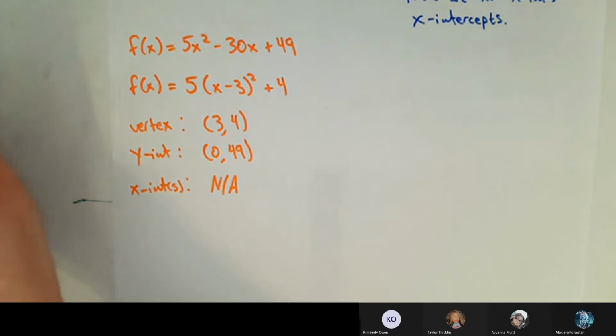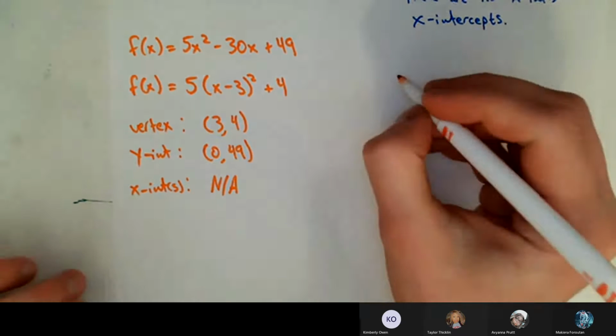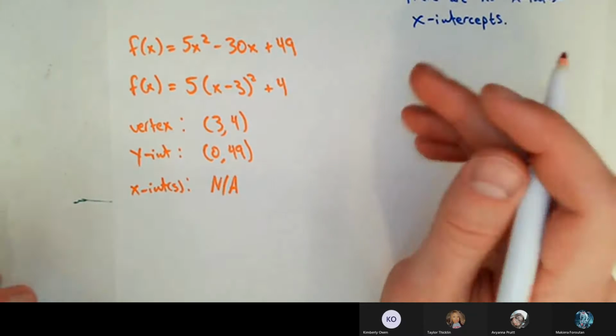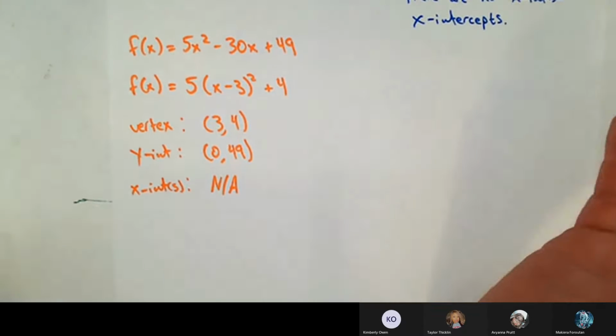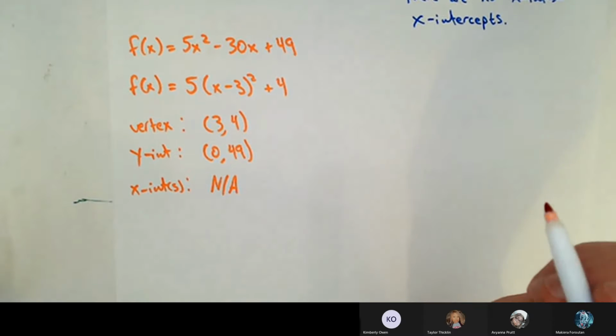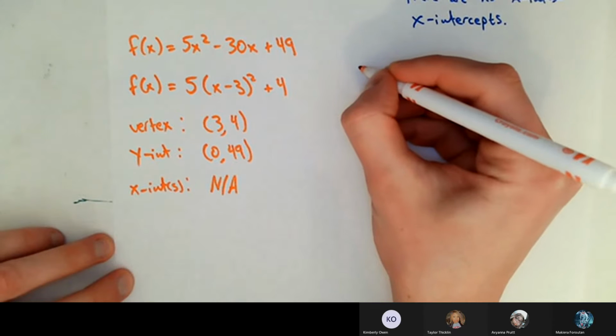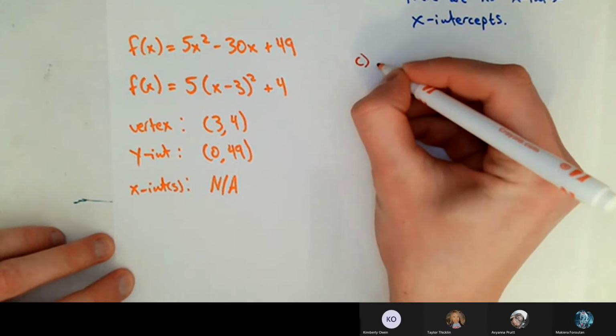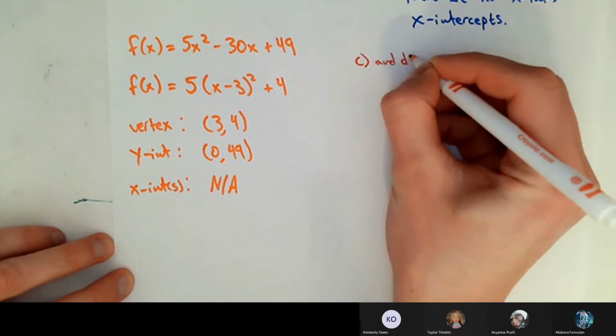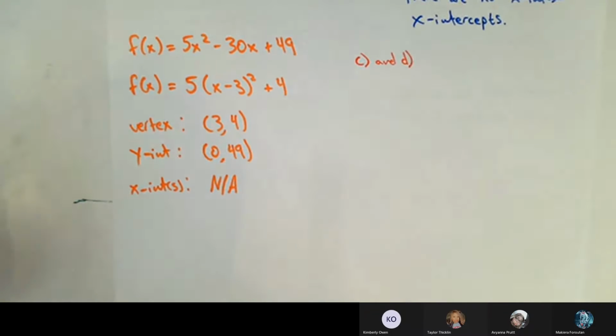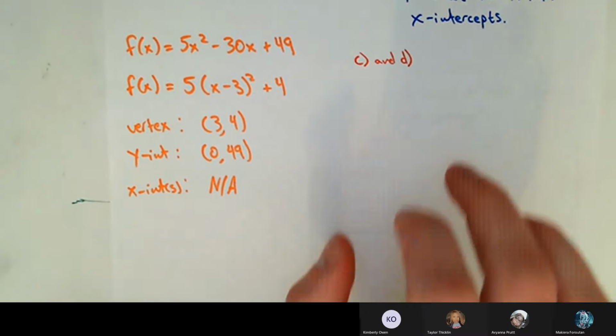And now we want to do part C, which is to find the maximum or minimum value. But I'd actually like to do part D first. I'd like to do the sketch and then look at part C. So I'm going to say C and D together.